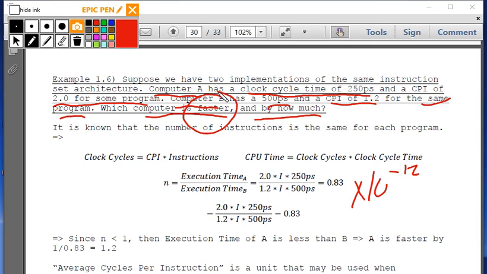So what do I mean when I say a computer is faster? Execution time performance. I heard the magic word out there somewhere. I want to know which computer performs better, right?